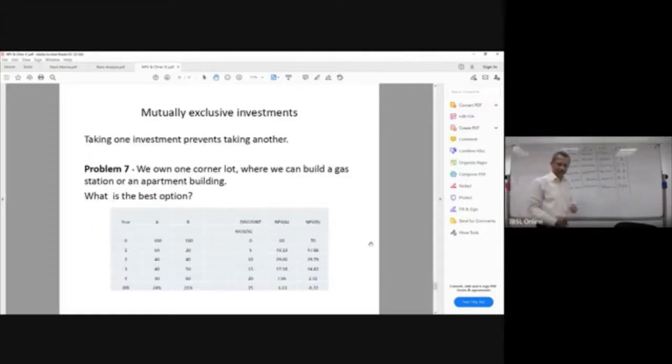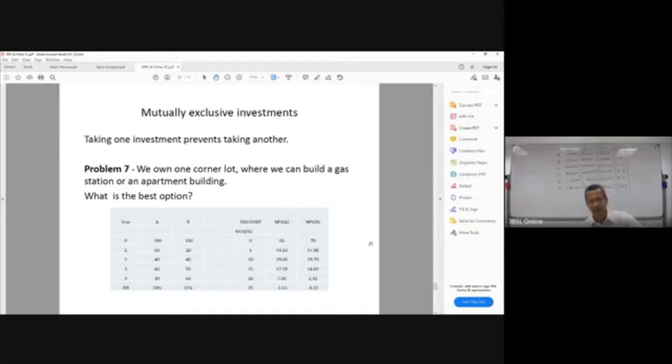So we have another, any questions from this? Another problem is we own one corner lot. I have always been telling you about this corner lot, where we can build a gas station or an apartment building, right? So we'll assume A is the gas station, B is the apartment building. And what is the best option?